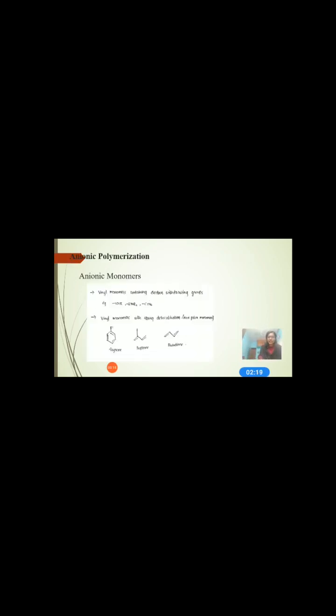Now let us look into anionic polymerization. In anionic polymerization, vinyl monomers with electron withdrawing groups are used. In the initiation step, all we have to do is to generate a carbanion. That can be done by different methods. Usually a base initiator or an organometallic compound or a salt of a strong base reacts with the monomer.